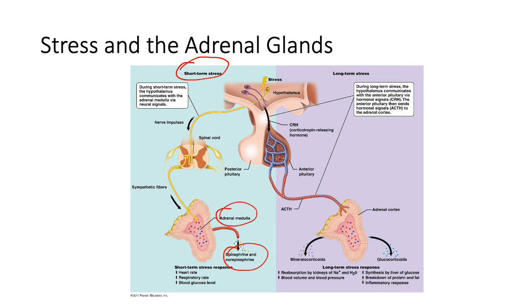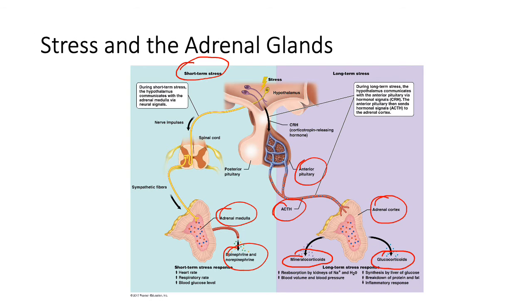Long-term stress, so say you have a stressful job or you're put under really intense situations for a long amount of time. In this situation, the anterior pituitary is going to release adrenocorticotropic hormone, which then interacts with the adrenal cortex. So now we're talking to a different part of the adrenal gland, and that's going to cause the release of different hormones like mineralocorticoids and glucocorticoids. And the long-term stress response looks very different from the short-term.